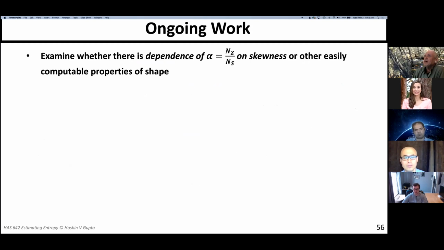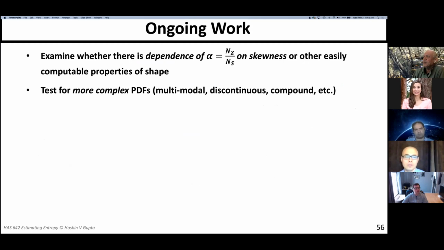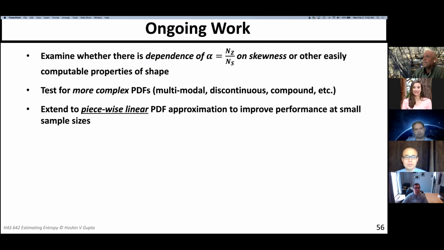I want to know if this ratio depends on skewness or other easily computable properties of shape, because if it did, we could actually come up with a relationship for it. We also need to test more complex PDFs. We're just starting to do that. In principle, we're using a piecewise constant PDF approximation. With a little bit of extra effort, we could make this a piecewise linear approximation. We haven't tried that. The equation is not quite so simple.